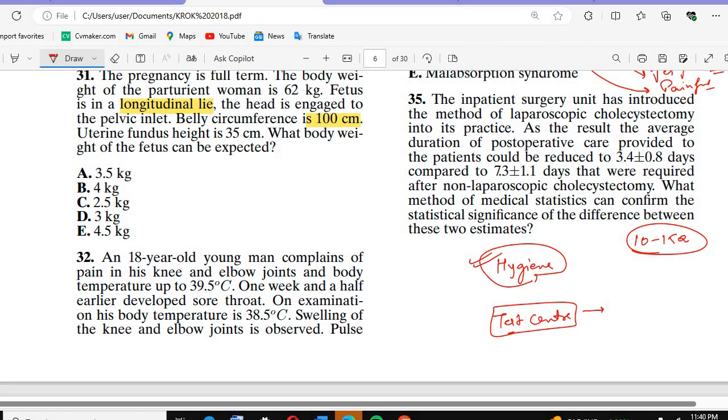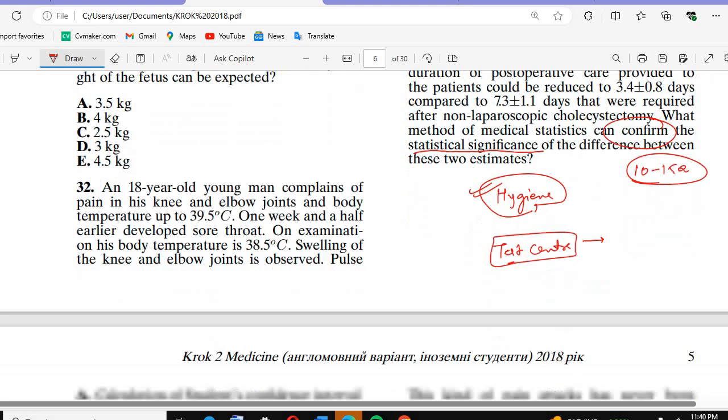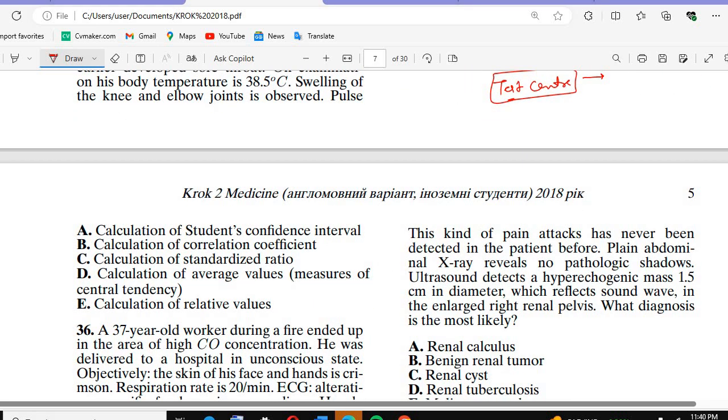Okay, in this question, what method of medical statistics is used for confirmation of the statistical significance, remember, if we have two estimations. So for the difference of the two estimations, what we will do, we will calculate the Student's confidence intervals. Okay, and sometimes they will write the Student's t-correlation or something. So you have to remember the Student's, the Student's confidence interval.